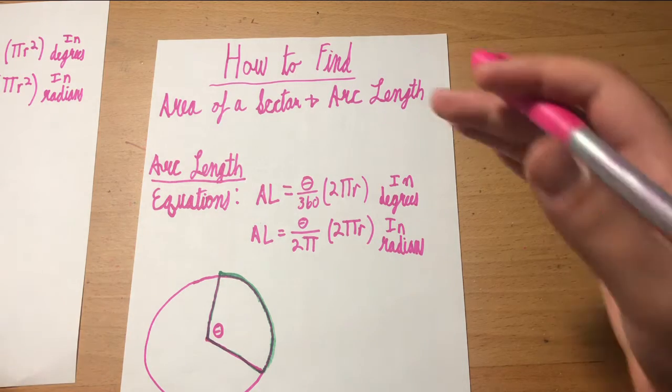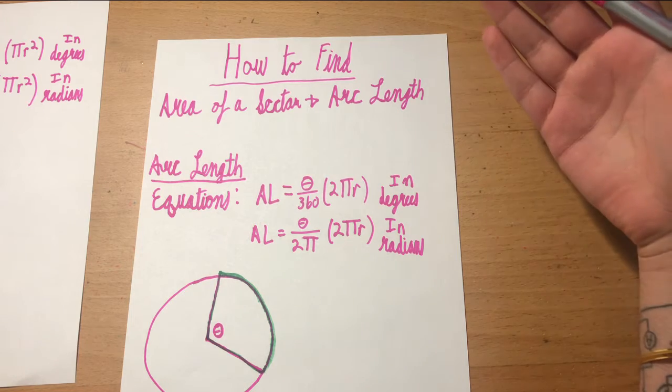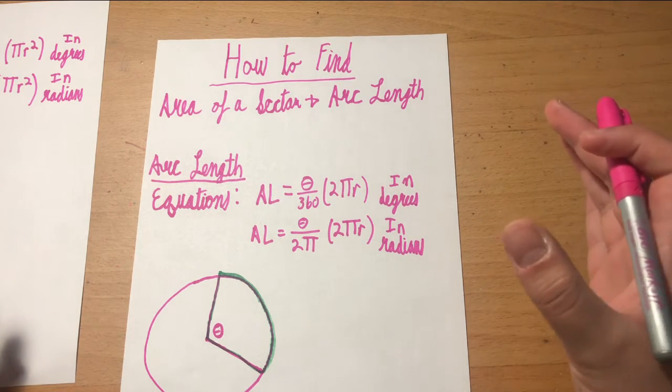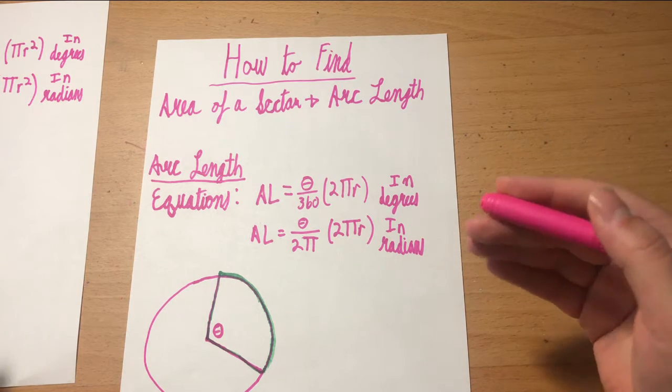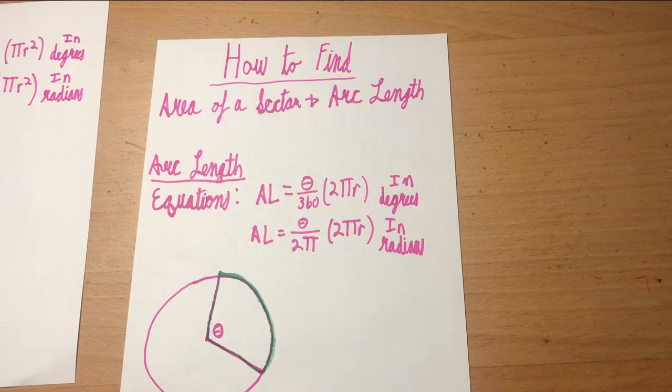What I'm going to do is first talk about the equations for arc length and area of a sector, because I think I talk about them in a unique way, which I hope helps you understand why the equations work the way they do. I haven't heard a lot of people describe them the way that I typically do.